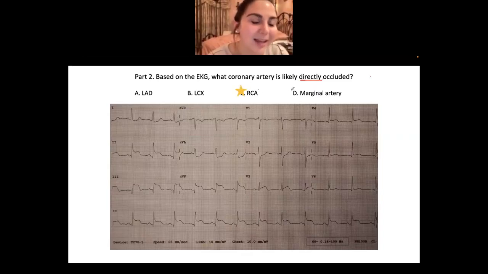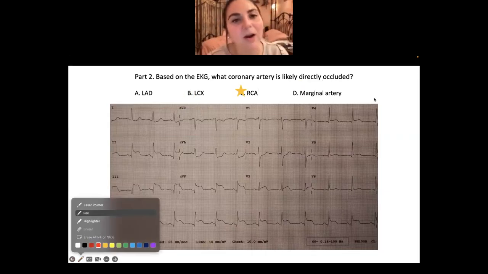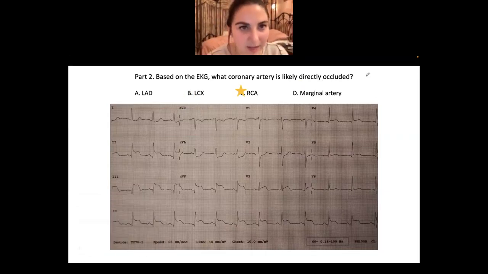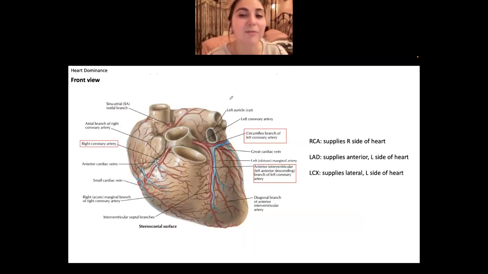So I know it's the PDA, but that's probably not directly occluded. It's probably the RCA, because in 90% of people it's the RCA. But keep in mind, if they give you somewhere in the vignette that the patient is left heart dominant, this answer would have been LCX. So they can do a lot of stuff with the cardio just by something like this. But you guys both got it right, which was good.